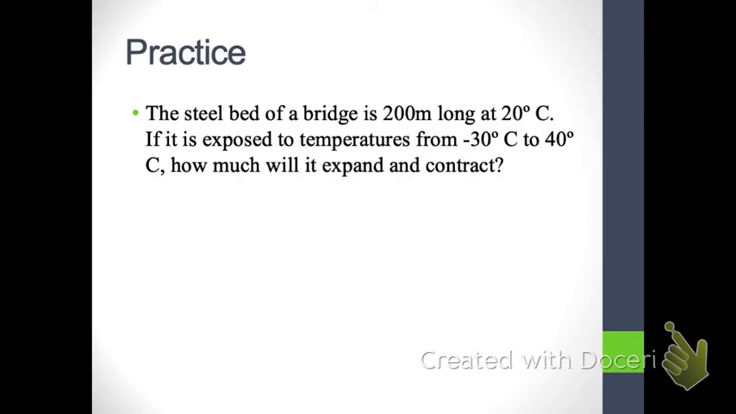The steel bed of a bridge is 200 meters long at 20 degrees Celsius. If it's exposed to temperatures from -30 to +40, how much will it expand and contract?